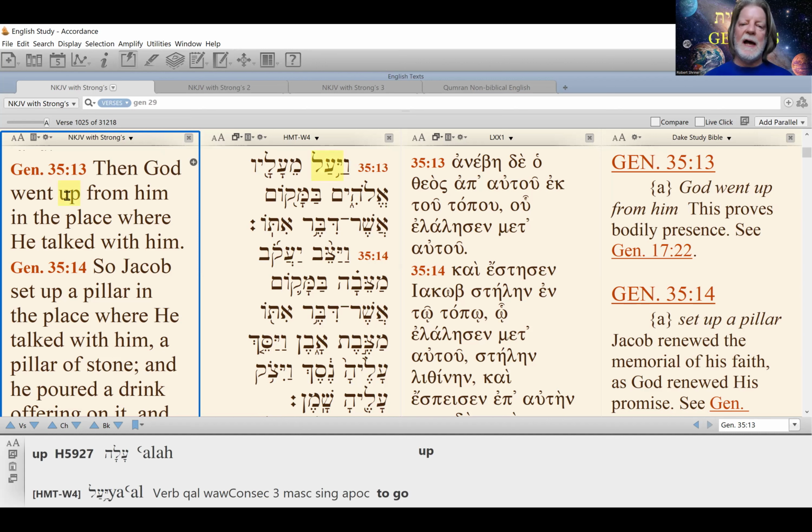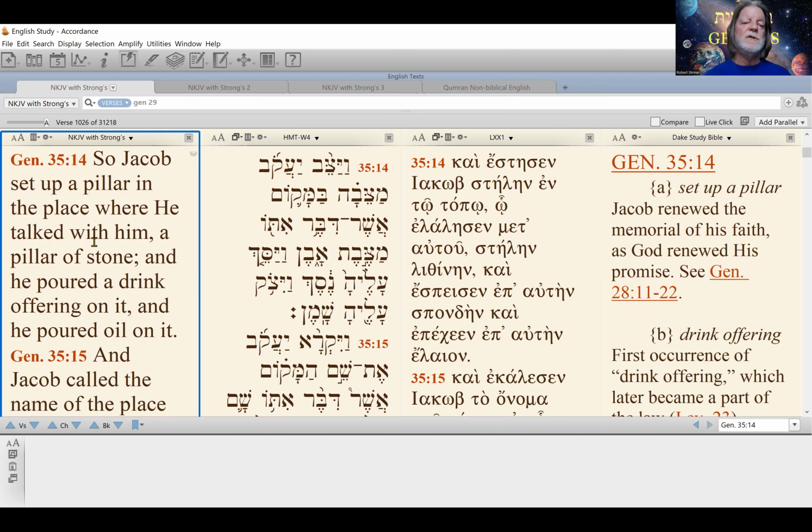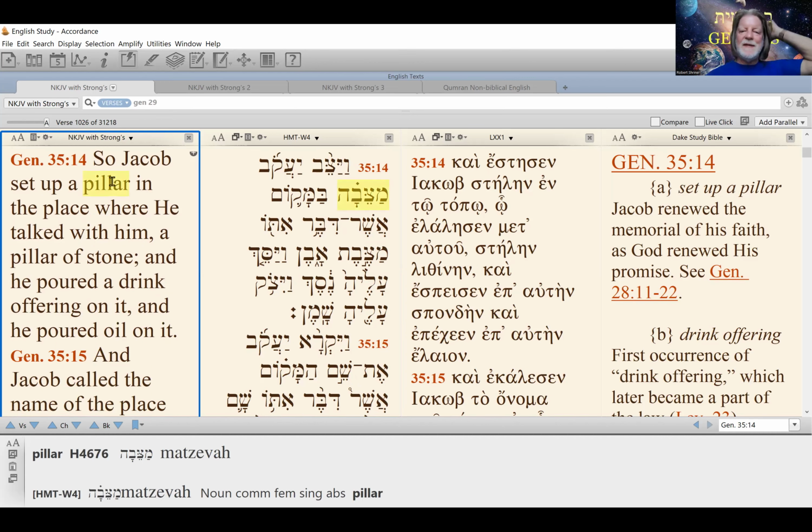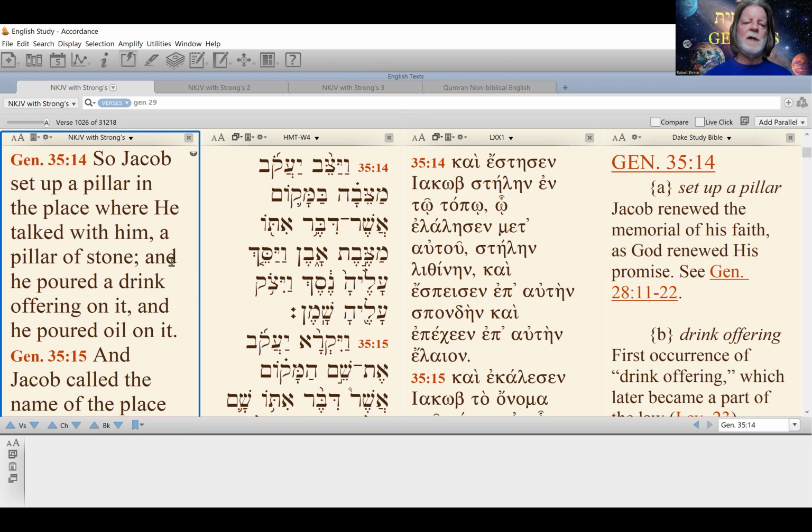The Hebrew word is Alah, not to be confused with the name of the God of Islam. This is the Hebrew word that means to go up. So remember, when you're meeting with God, you go up. God lives in heaven, in the third heaven, which is up from here. Maybe way up from here, maybe closer than we think. So God went up from Bethel, where he talked with him. So Yaakov set up a pillar, a matzeva, probably a pile of stone. I doubt it was a lathed pillar or something like that. So he set up a pillar in the place where God had talked with him, a pillar of stone.